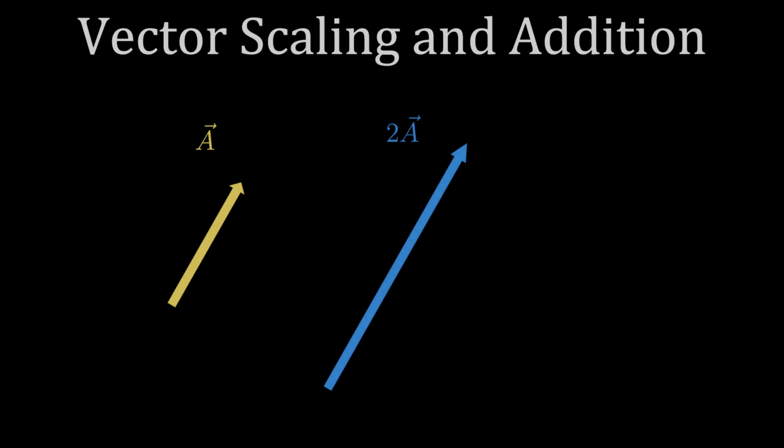A general vector might look like this, some magnitude and pointing in some direction. If we multiply this vector by 2, we expect it to be twice as long, but still pointing in the same direction, just like before, and it would look like this. We can also multiply by negative values. For a simple example, let's consider negative 1, which would look like this. We see that multiplying by a negative number just flips the direction of the arrow.